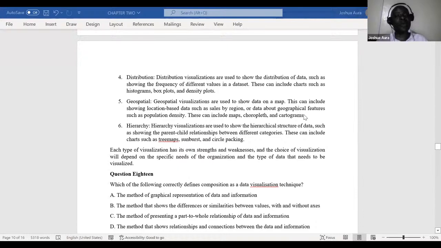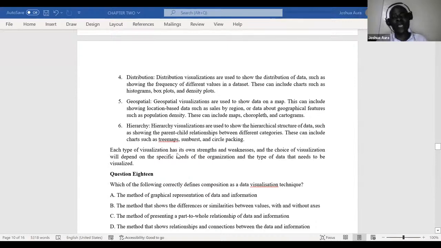These are terms I would want you to Google and get this information. Once I send you this document, because I'm sending it in Word format, I would want students to also make their own notes like below here: What is a choropleth? What is a cartogram? Through Googling. Hierarchy visualizations are used to show the hierarchical structures of data, such as the parent-child relationship between different categories. This can include charts such as tree maps, sunburst, and circle packing.